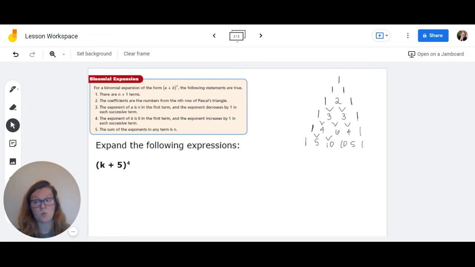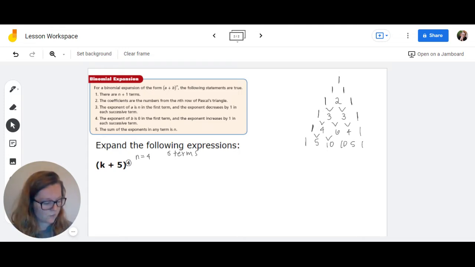Now I need to determine, well, what row am I going to be looking at? So it's always good measure just to go down this table of statements. So there are n plus 1 terms. So I know my n value here is equal to 4. So that means I'm going to have 4 plus 1 terms, which is 5. So that's always good to check at the end to make sure that you did it right. You should have 5 terms at the end.